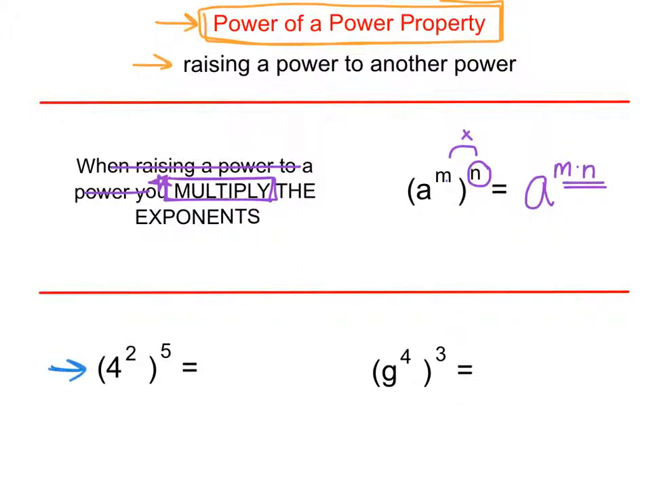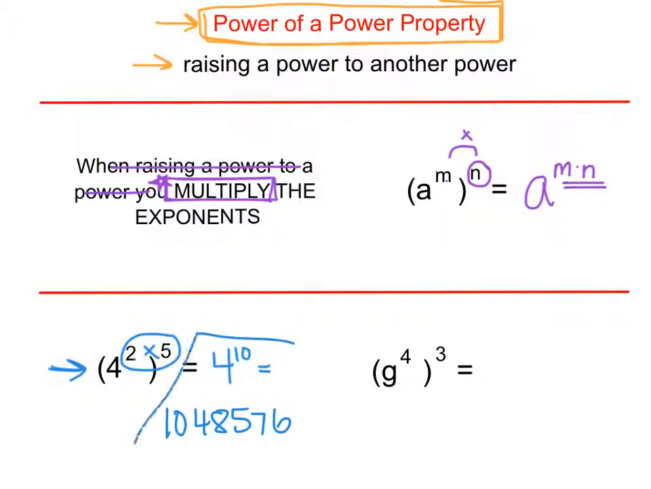So, looking down at our 2 examples, 4 squared to the 5th. We are going to multiply our exponents. So we have 4 to the 10th. And then because it's a number, we should figure out what this is. And when we calculate 4 to the 10th, we get 1048576. So in this case, because it's such a big number, either answer would be fine. This down here is technically more simplified.